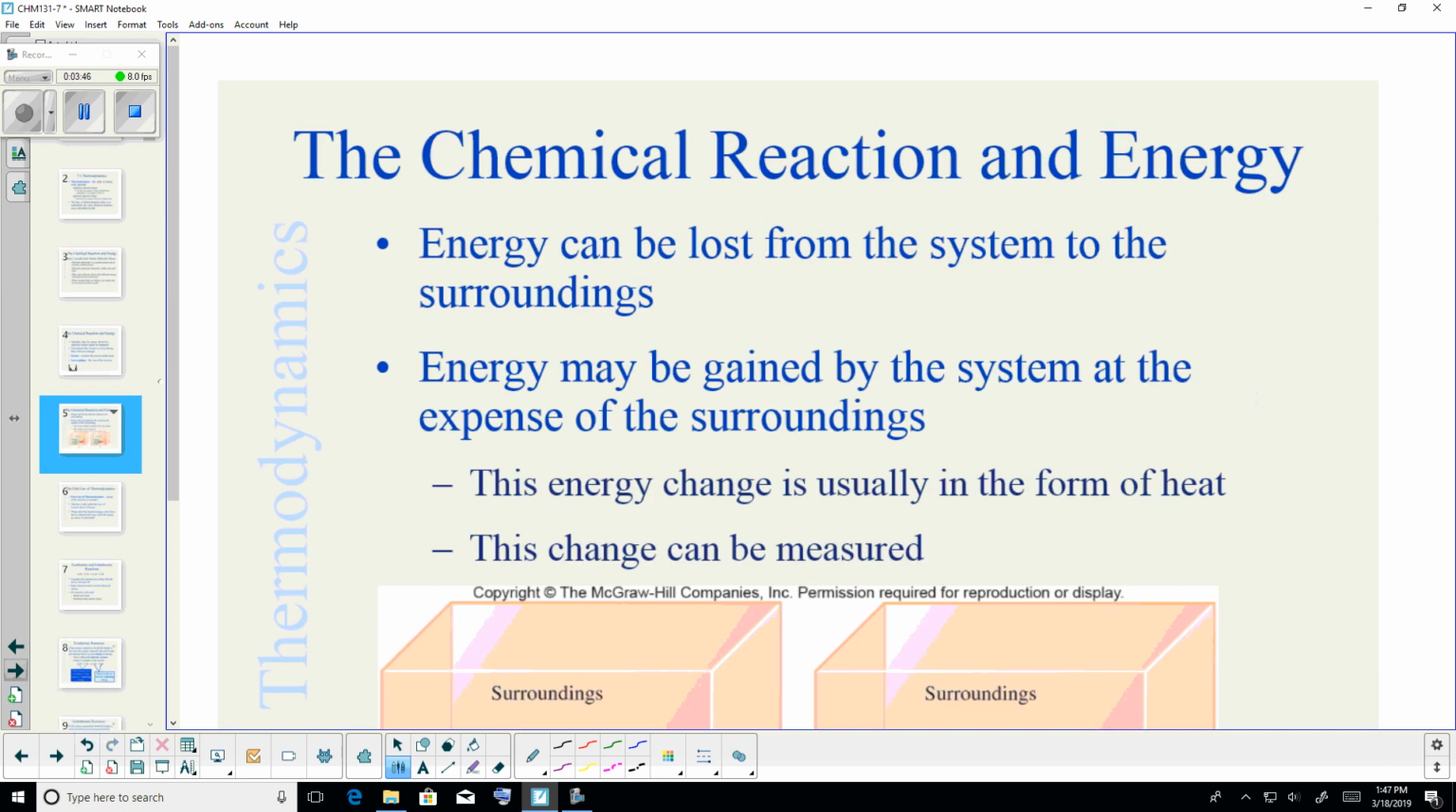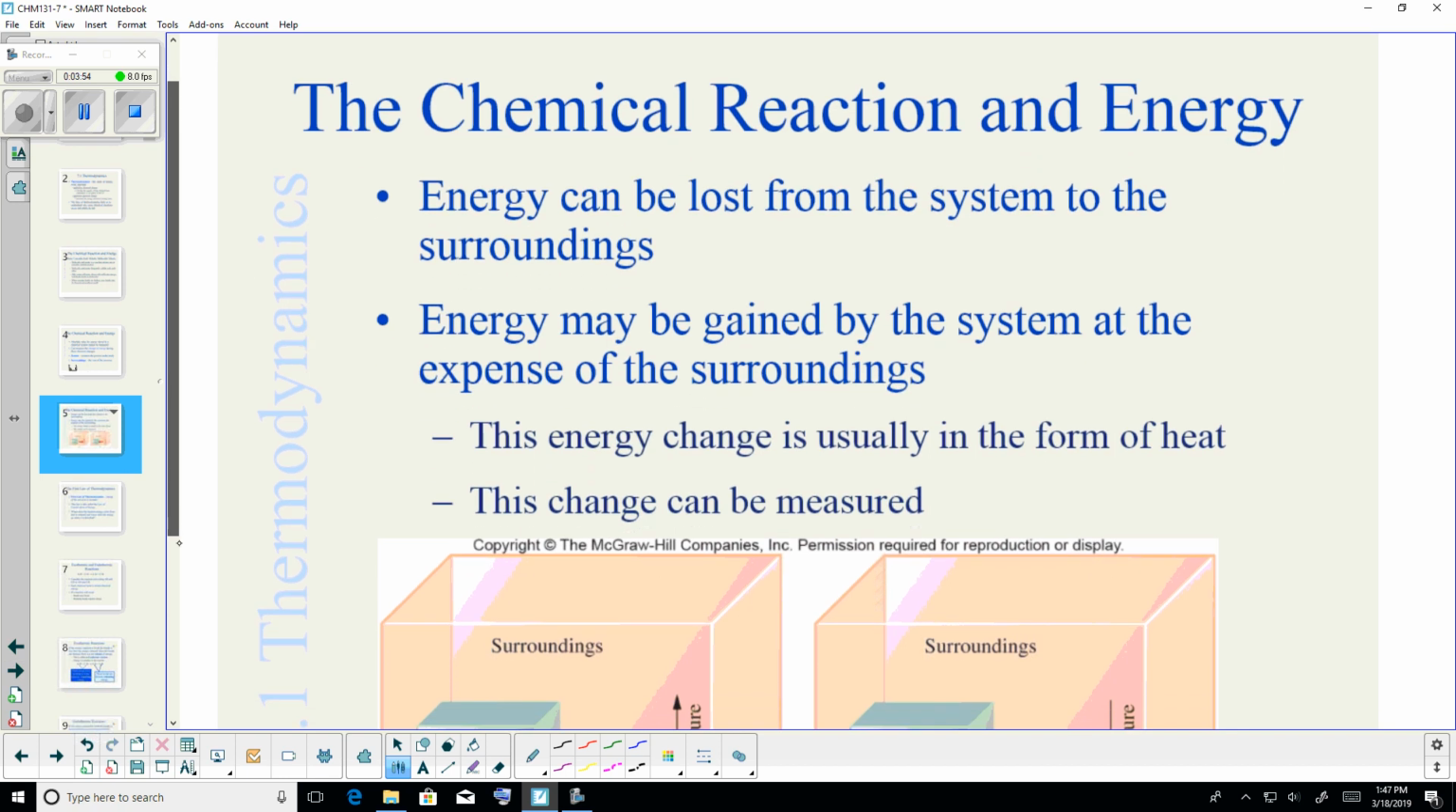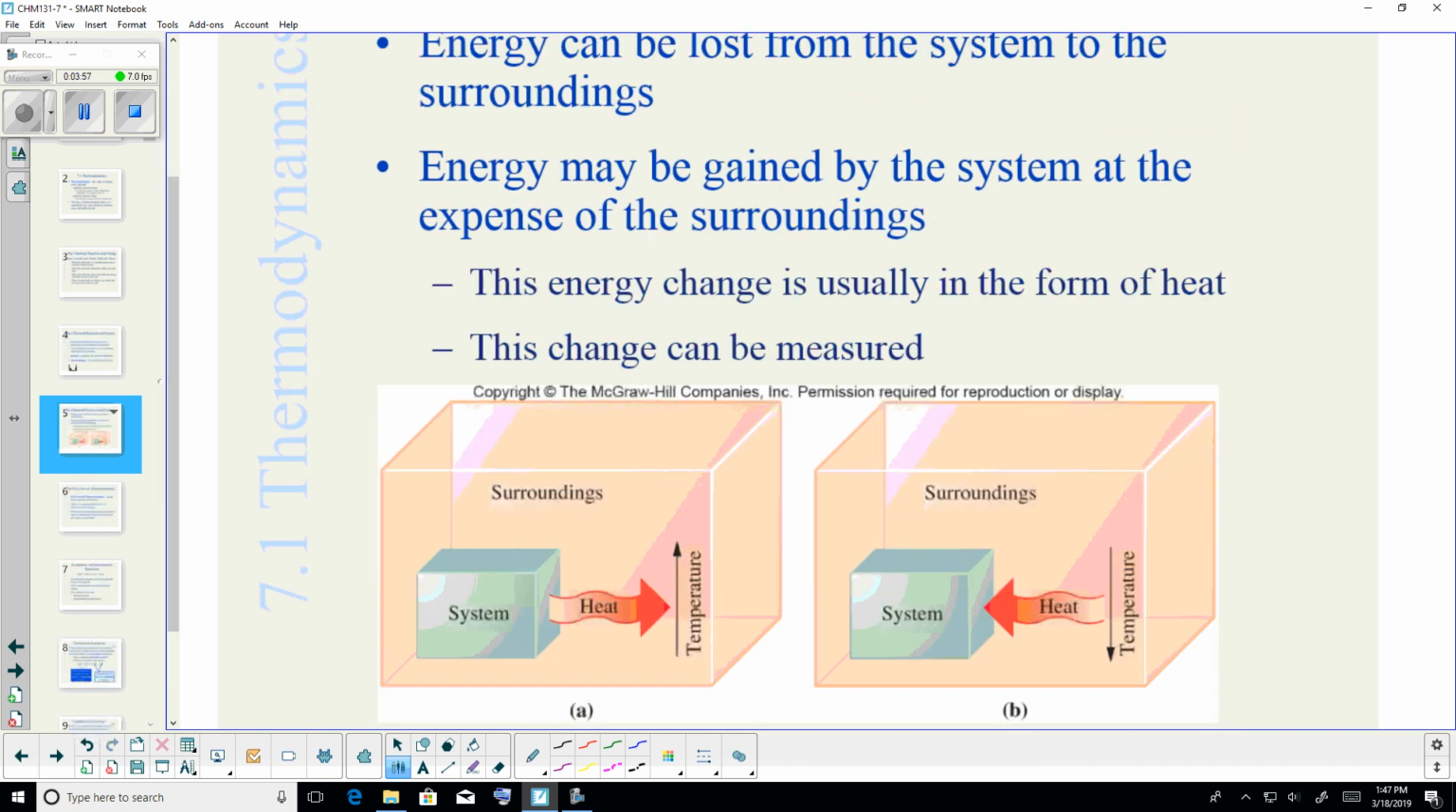So energy can be lost from the system to the surroundings, or it can be gained at the expense of the surroundings. Here we have again the room, and heat is coming out to the surroundings, or we can bring heat back into the system. Then the room gains and the surroundings lose.